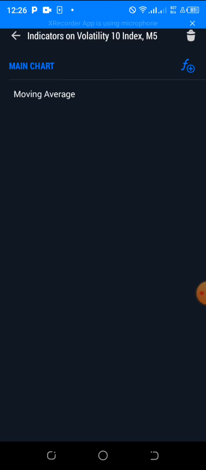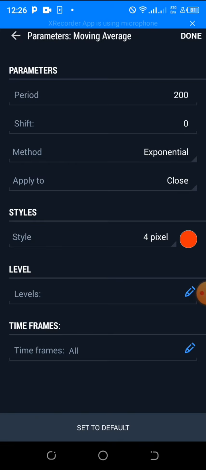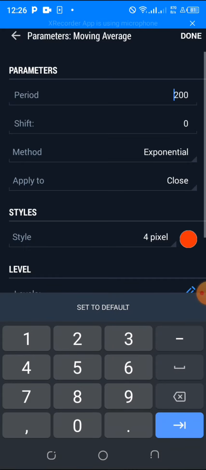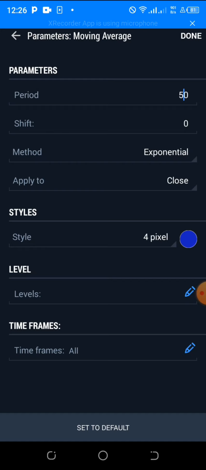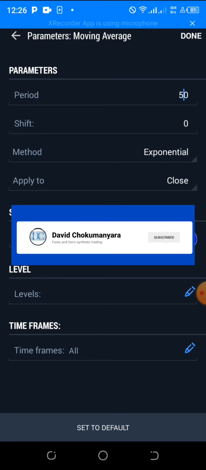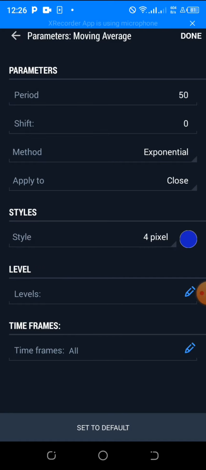Then you go again to that F icon. Then you're going to go again to the moving average. But now we're going to change the moving average. The period is going to be 50. Then the color is going to be blue, navy blue. The other settings, the method is exponential, apply to close, shift is 0. Then when you're done, you click done.